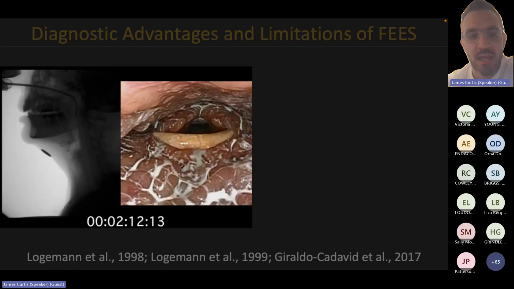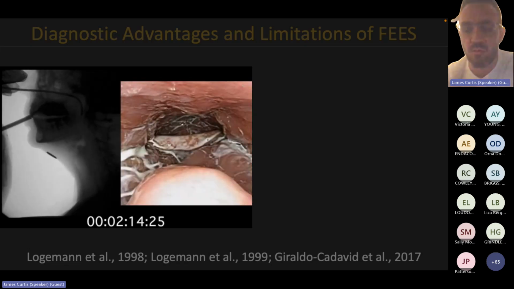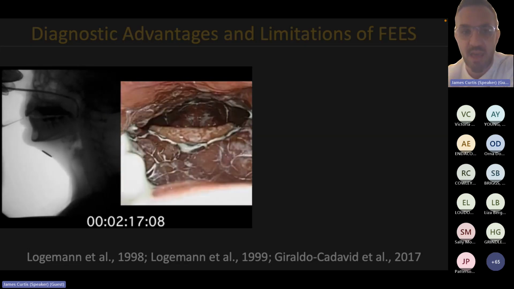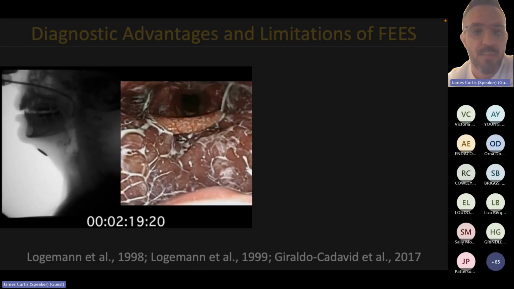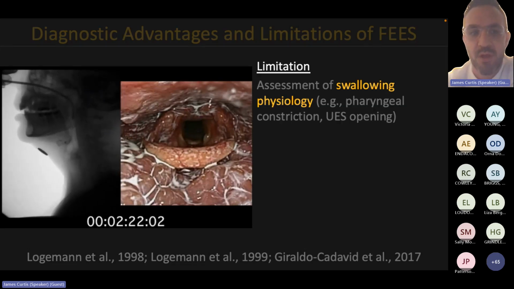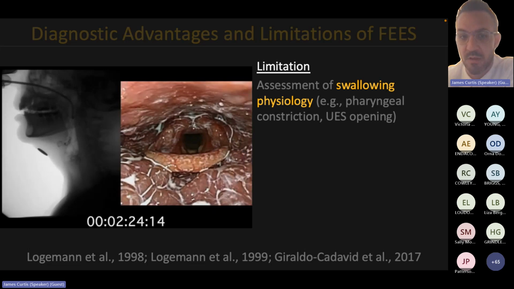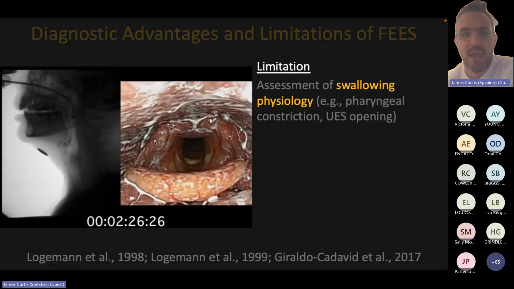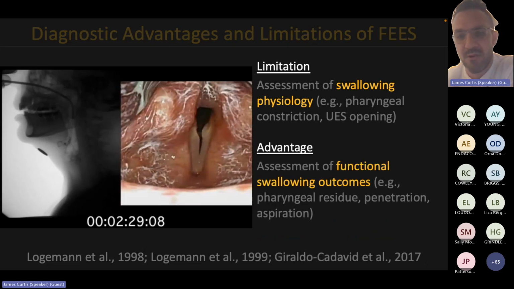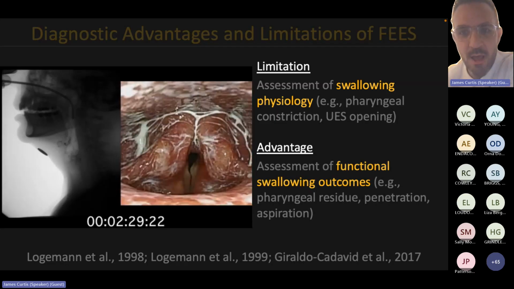So when I take a step back and try to summarize the diagnostic advantages and limitations of FEES, I think from a limitation standpoint, it's limited in its assessment of swallowing physiology, and its advantage is assessment of functional swallowing outcomes. Using the term gold standard can be a little political nowadays, and I don't think it has to be. We just have to be more specific with our question: it's a gold standard assessment tool for what?